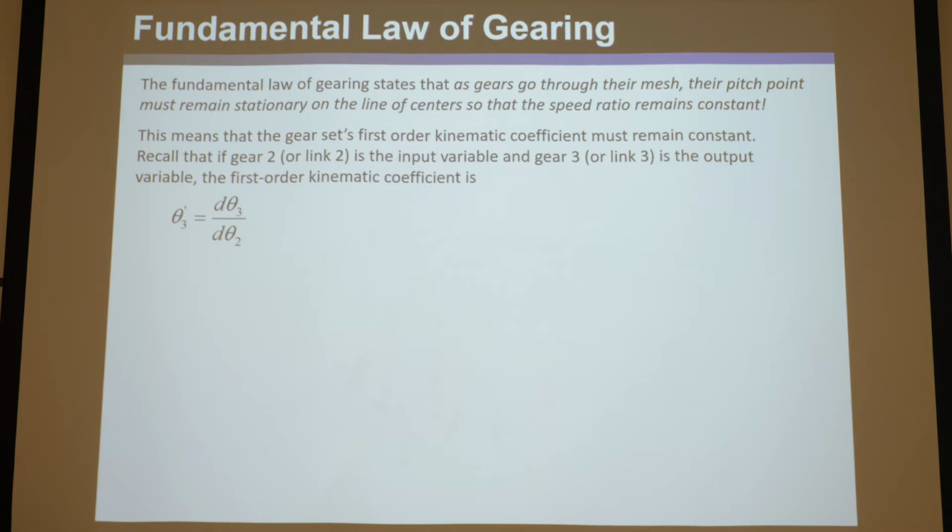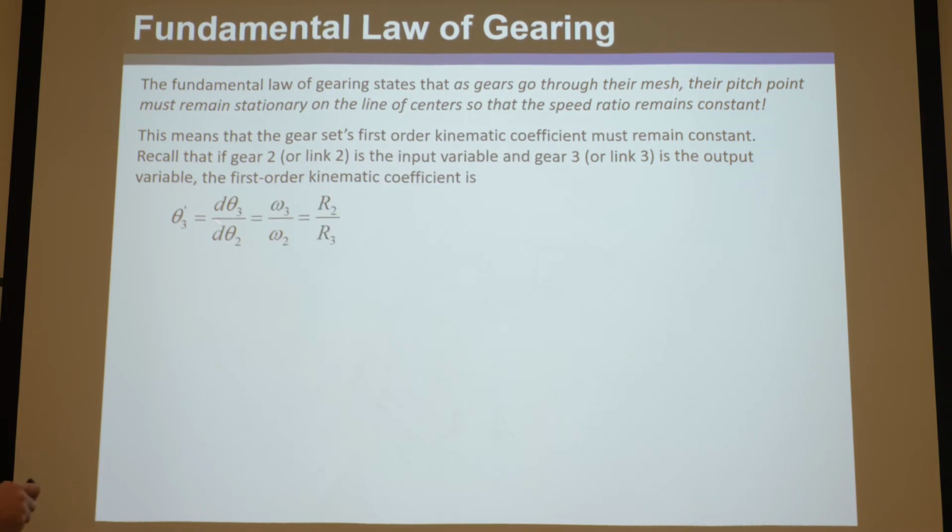This also means that the gear set's first order kinematic coefficient must remain constant. Okay, so if the fundamental law of gearing is satisfied, then the first order kinematic coefficient, which remember is the derivative of the output with respect to the input gear, has to stay the same. So if link 2 is the input and link 3 is the output, those have to stay the same.